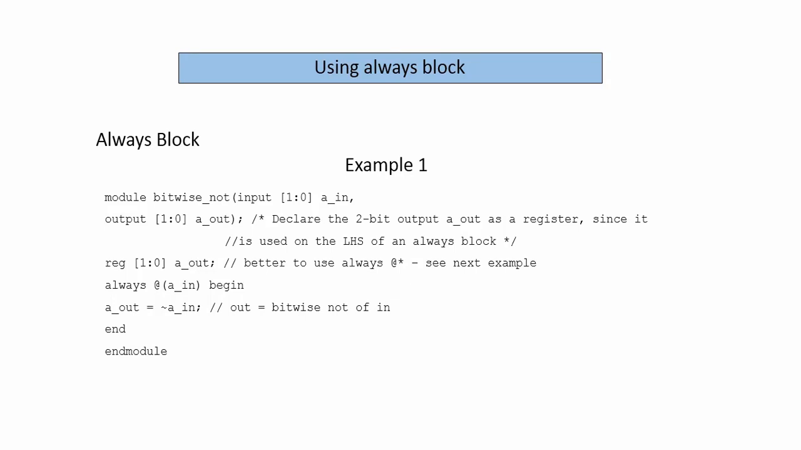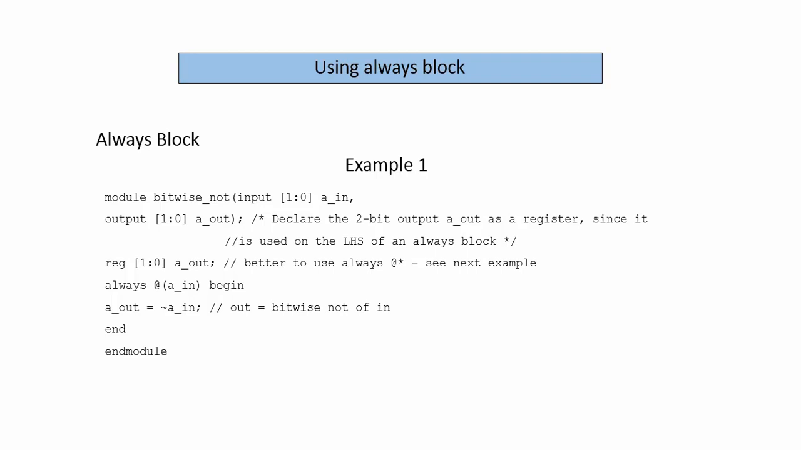So we have a module bitwise not, which has an input of 2-bit A in and an output of 2-bit A out. We can declare multiple input or output ports in square brackets. Inside the square brackets, the top bit value, that is MSB to LSB. It means if we place 4 to 0, that shows 5 bits of that port.